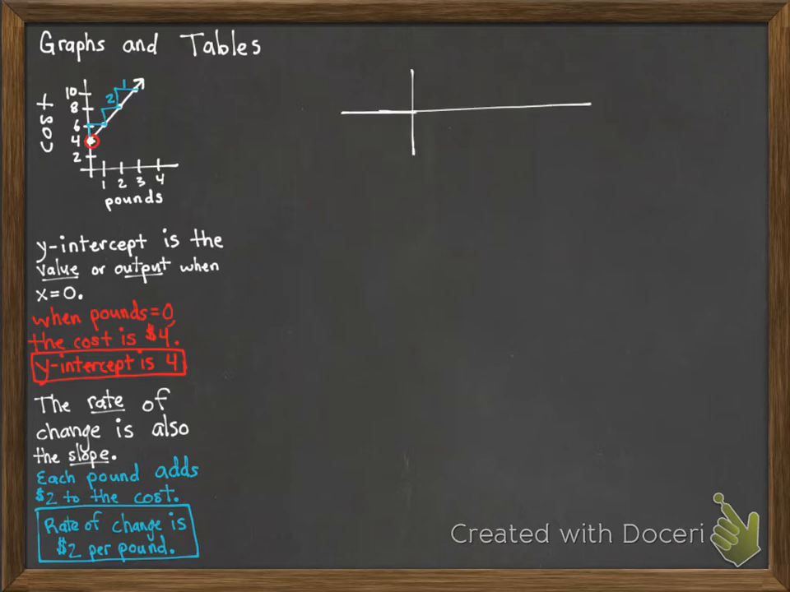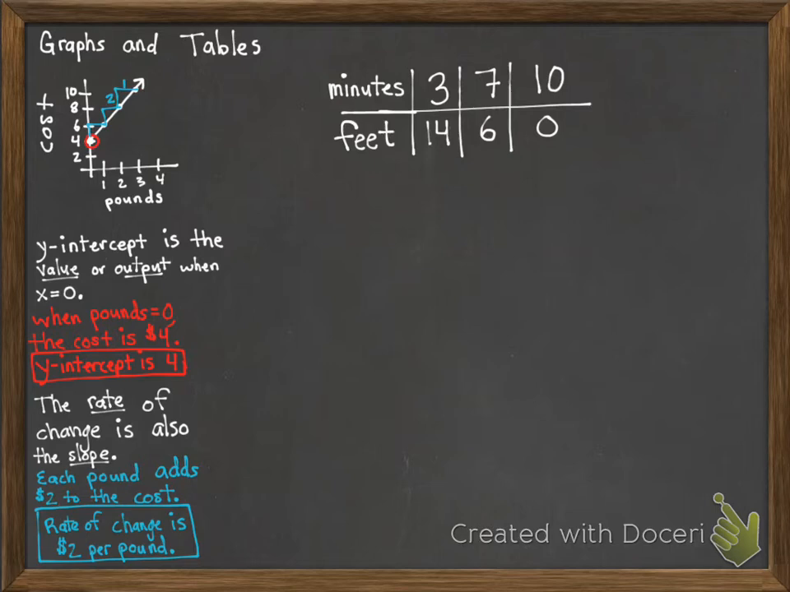Let's look at a table. This table compares minutes to feet. For example, if I was watching a snail crawl across the ground, and every few minutes I checked how many feet away it was from the garbage can it was headed towards, I could keep track of that on a table. After 3 minutes, it was 14 feet away. After 7 minutes, it was 6 feet away, and so on. Since after 10 minutes it was 0 feet away, that means after 10 minutes it reached the garbage can.